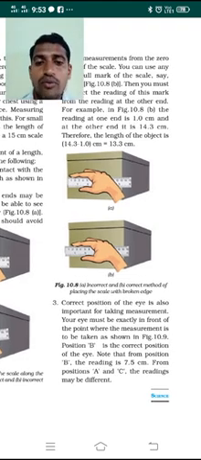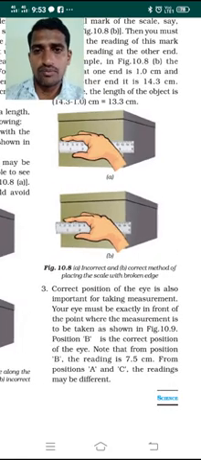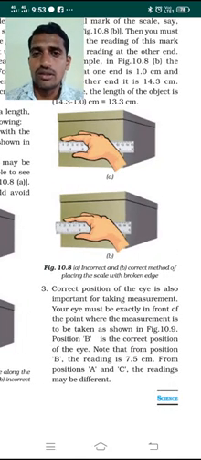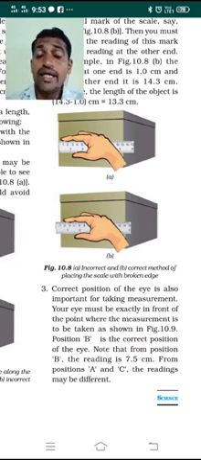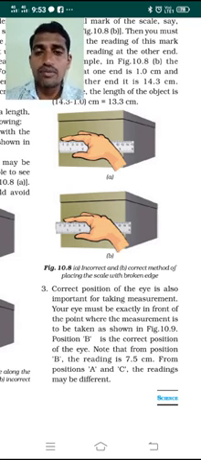Okay, so the third point is very important: correct position of the eye. Now the scale is all right and you are holding the scale properly, exactly in contact with the object. Yes, both are right, but the position of the eye also plays a very important role in taking the measurement. Your eye must be exactly in front of the point where the measurement is to be taken. So you must see straight. Your eye must be exactly in front of the point from where the measurement has to be taken.